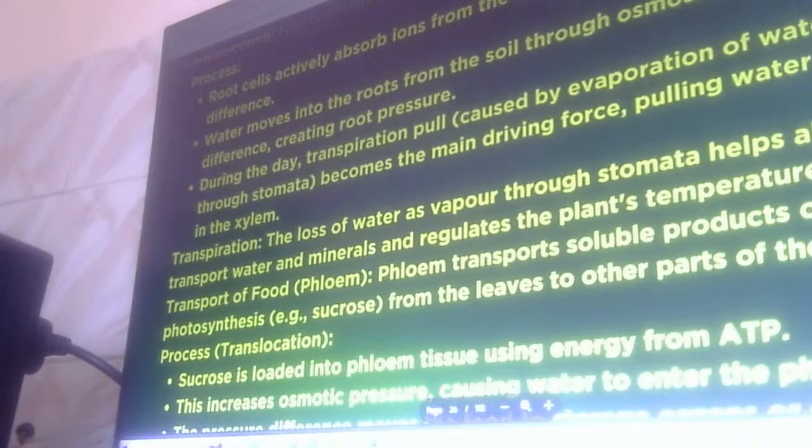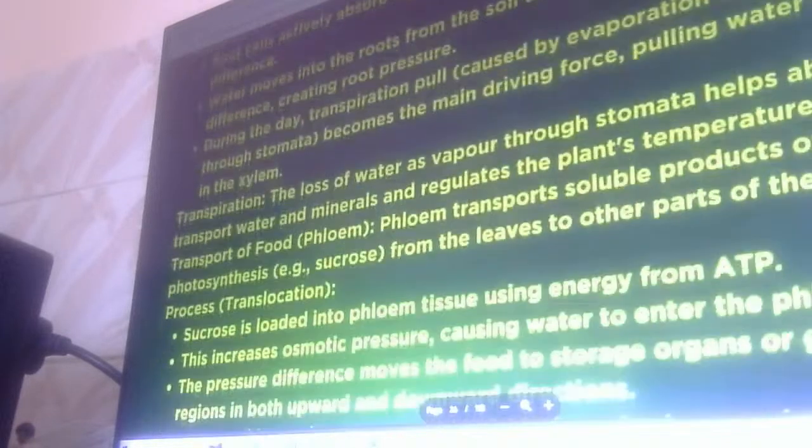That's all covered. Food transport. Transport of food is through a process known as translocation. So xylem is for water, and food is by phloem. Phloem transports soluble products of photosynthesis from leaves to other parts of the plant.